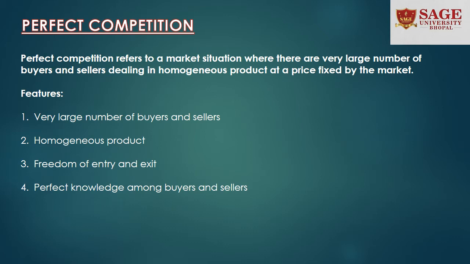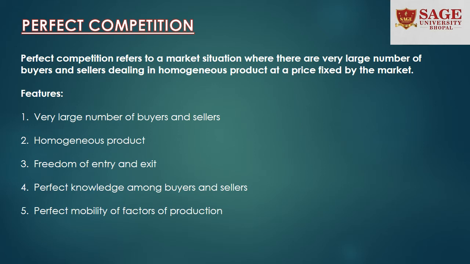Next is perfect knowledge among buyers and sellers. Perfect knowledge means that both buyers and sellers are fully informed about the market price. Its implication is that no firm is in a position to charge a different price, or no buyer will pay a higher price. As a result, a uniform price prevails in the market.